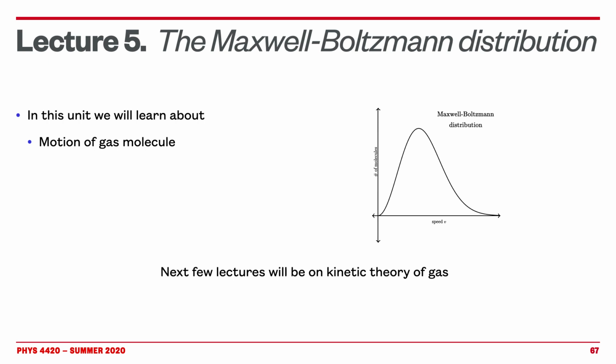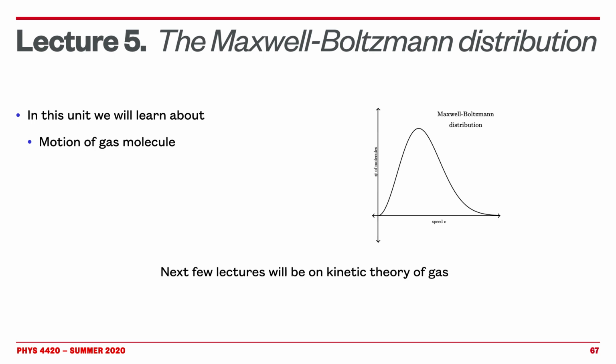Welcome back. Now we move to lecture 5, and this is the first lecture in a series of lectures where we'll be talking about the kinetic theory of gas. So kinetic theory of gas is essentially understanding the distribution of velocity and understanding how those properties relate to thermodynamics and thermodynamic properties. And the big thing we are going to do in this lecture, in fact the only thing we are going to do in this lecture, is to derive the mathematical expression for the Maxwell-Boltzmann distribution.